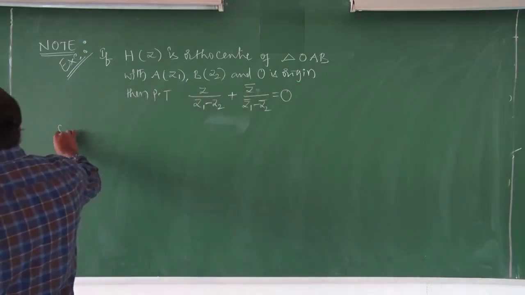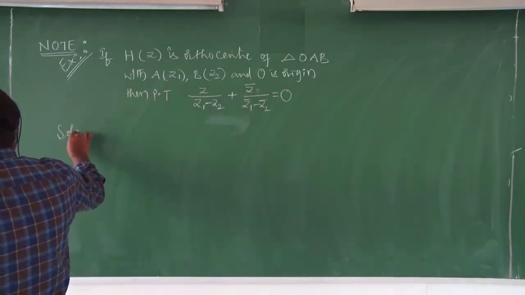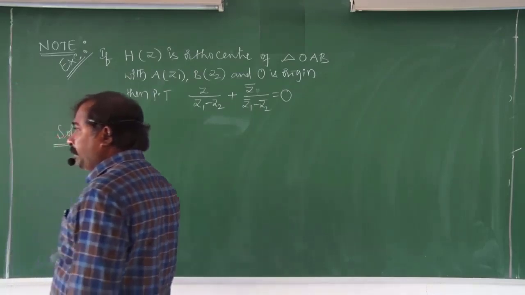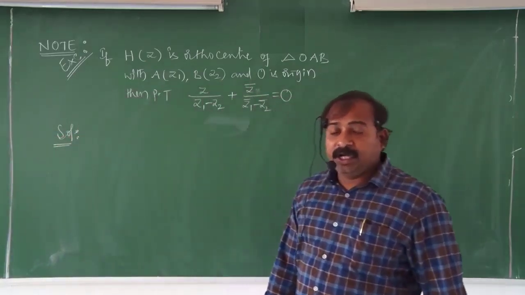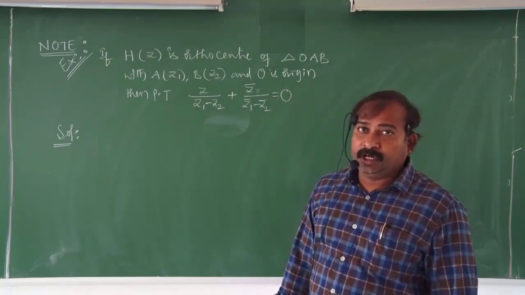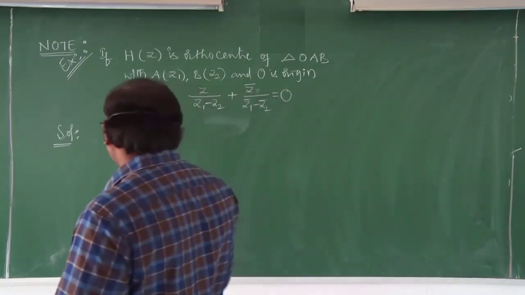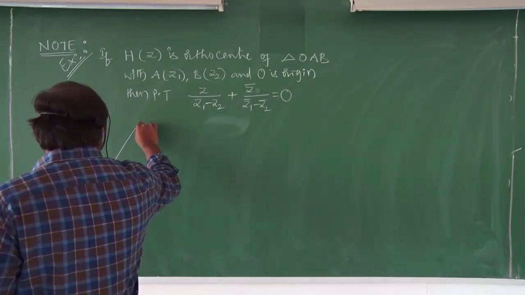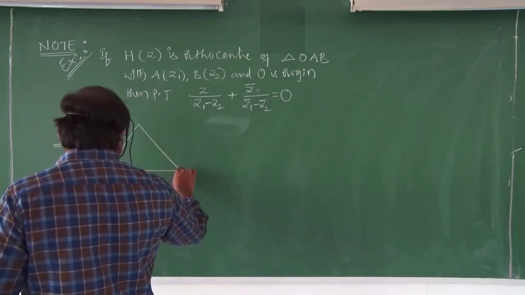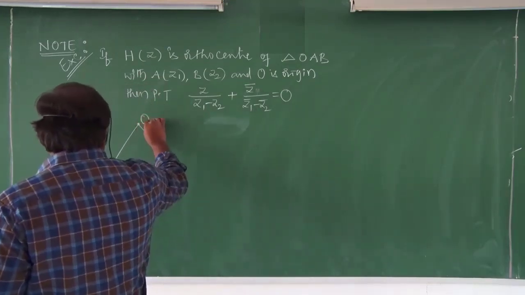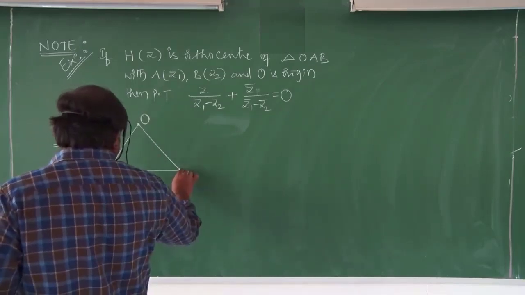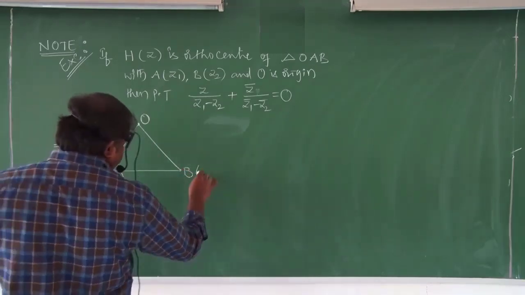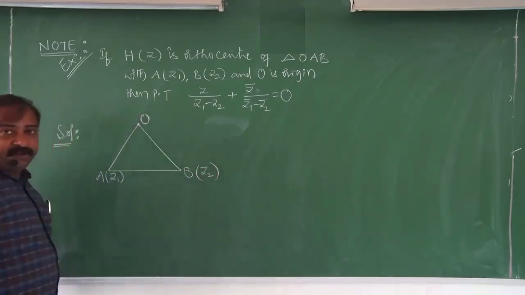Listen, for this one also, we just completed the foot of the perpendicular concept. Now, based on that concept only, we have to do it here also. So take triangle OAB like this. Let this be O, this be A of z1, and this be B of z2.